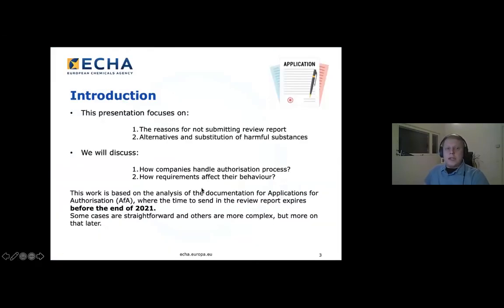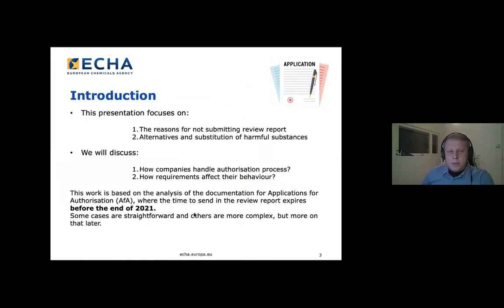Okay, so this presentation focuses on the reasons for not submitting a review report and also alternatives and substitution of harmful substances. So we'll discuss how companies handle the authorization process and how requirements affect their behavior. To note, this work is based on the analysis of the ECHA's documentation for applications for authorizations, or AFAs, as we would like to call them, where the time to send the review report expires before the end of this year.